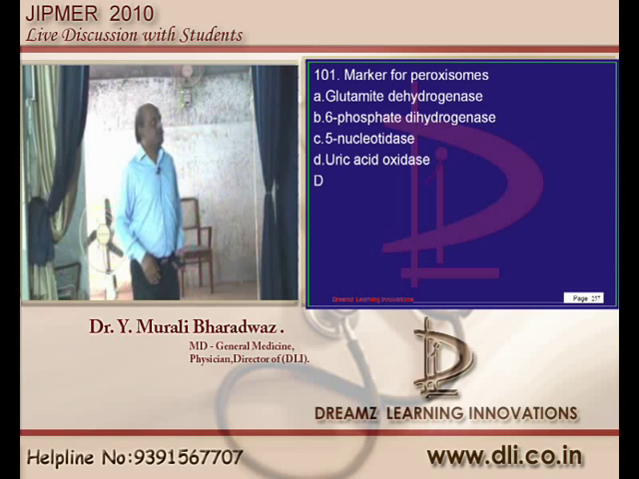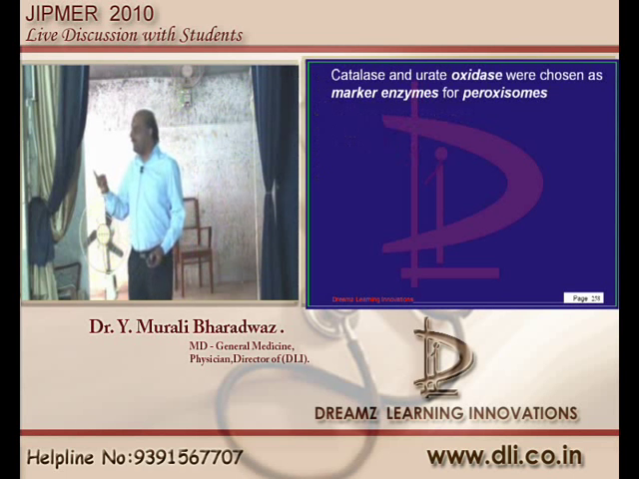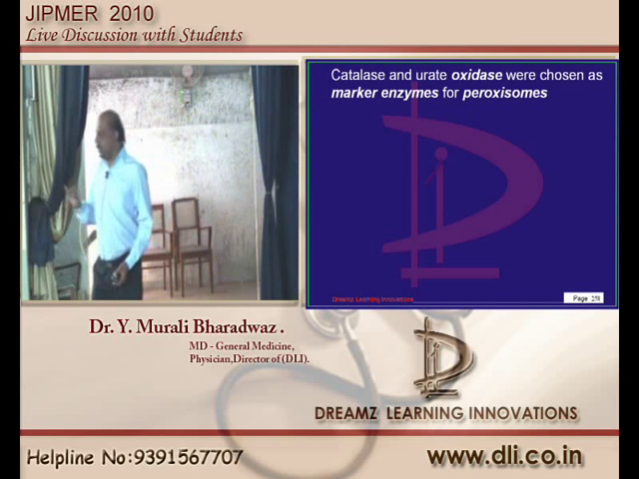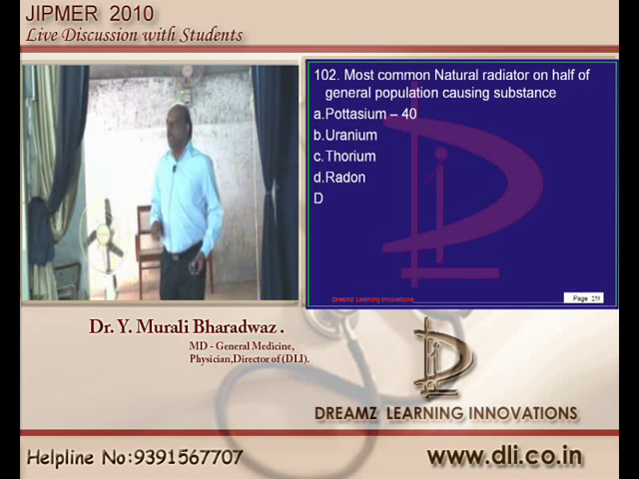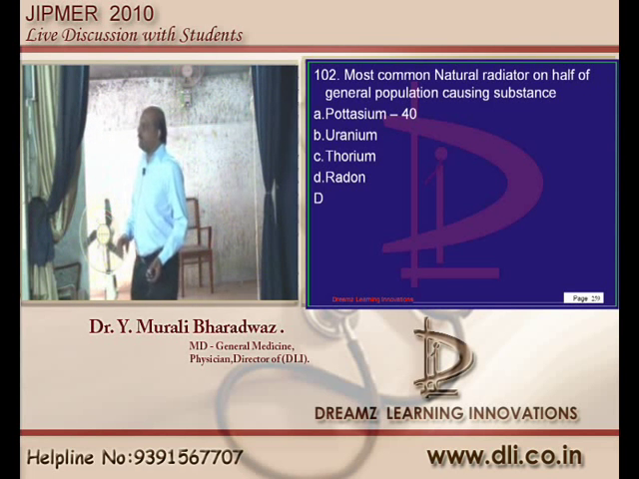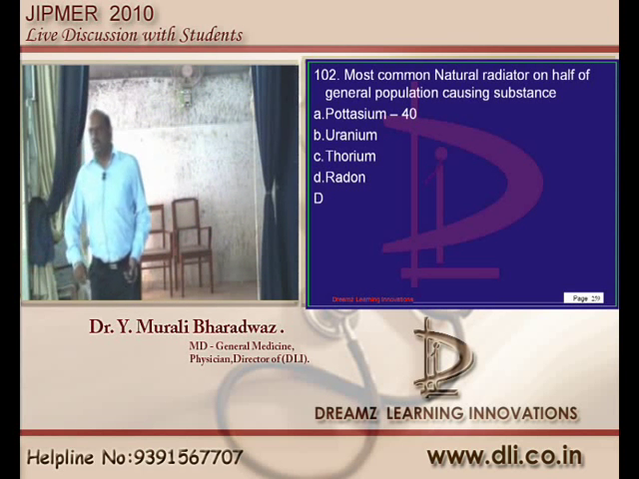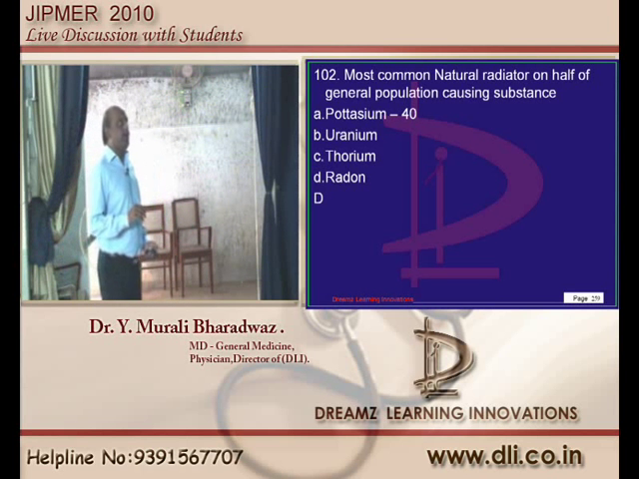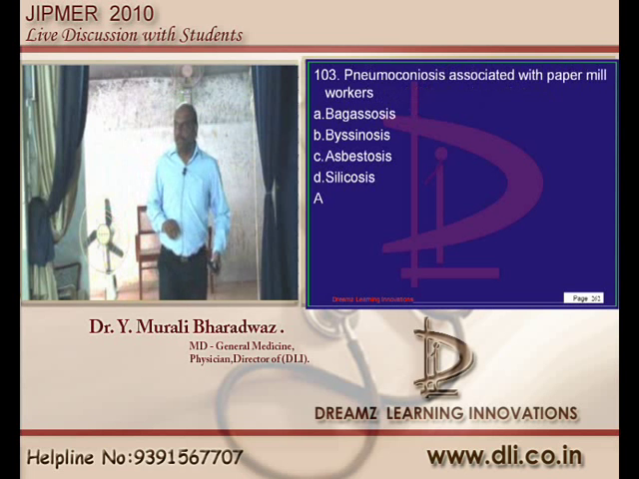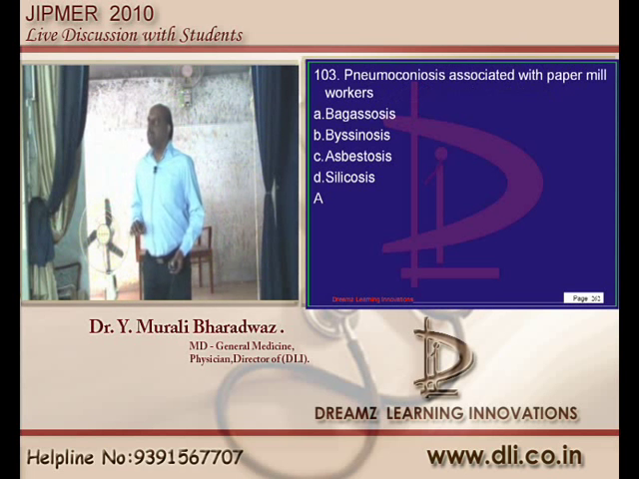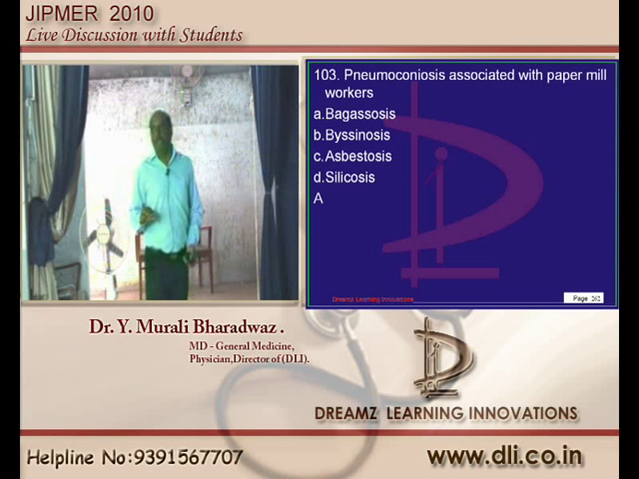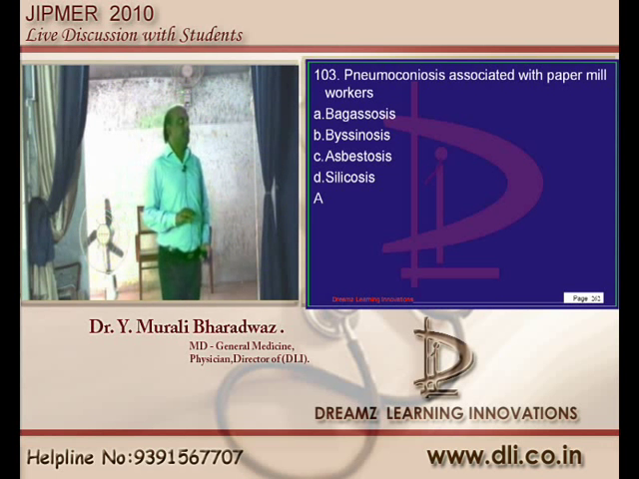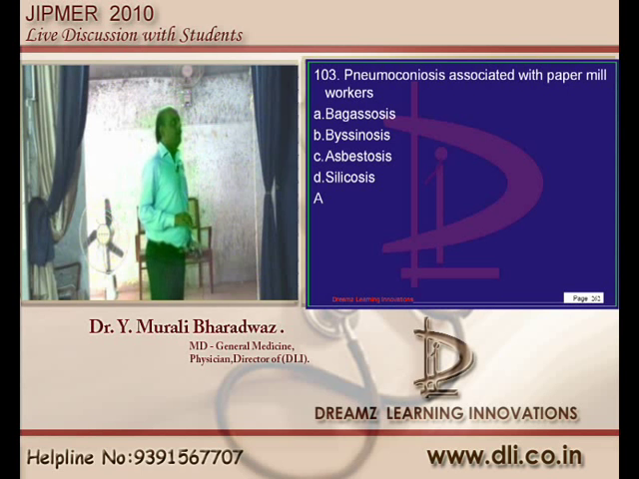Then what are the peroxisomal marker enzymes? Catalase is one enzyme and uric acid oxidase is another enzyme, which are called the marker enzymes. They are all exposed to the background radiation which is terrestrial, which is contributed mainly by radon, is what needs to be remembered. Also, bagassosis is very common in paper mill workers, is what needs to be remembered.